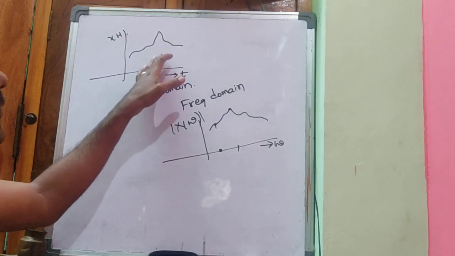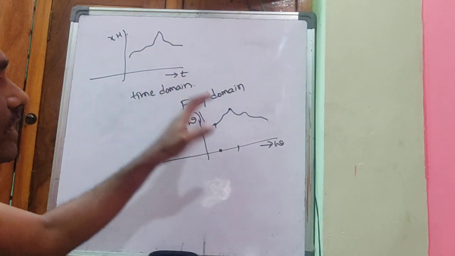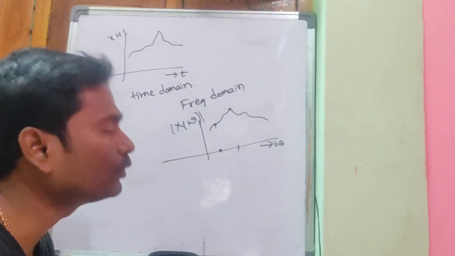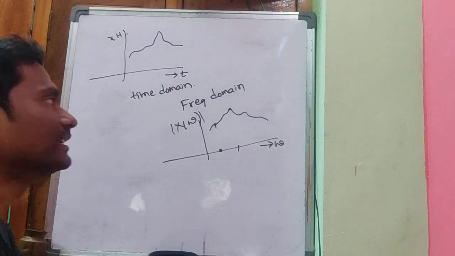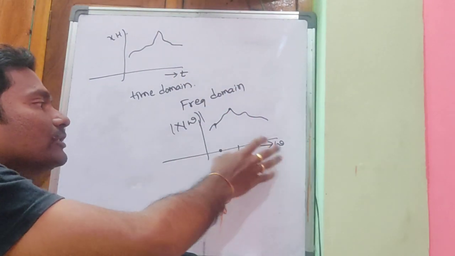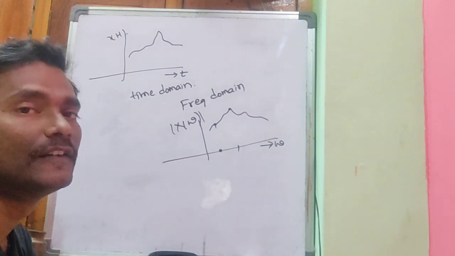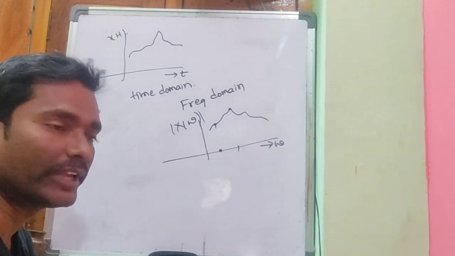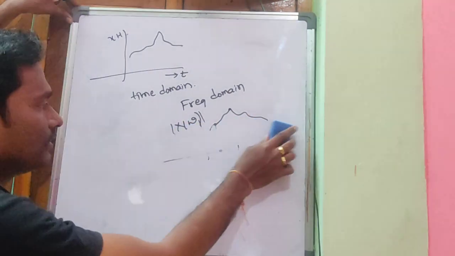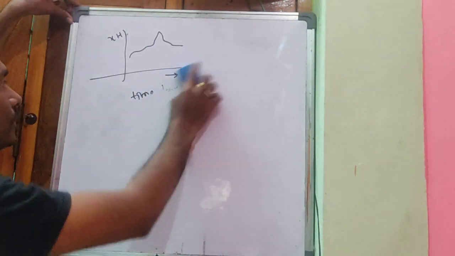Let us consider this is the time domain representation, and this is the frequency domain representation. There are two kinds of representations of any signal: time domain, where the x-axis is time, and frequency domain, where the x-axis is the frequency axis. Now let us move on to the systems point of view.